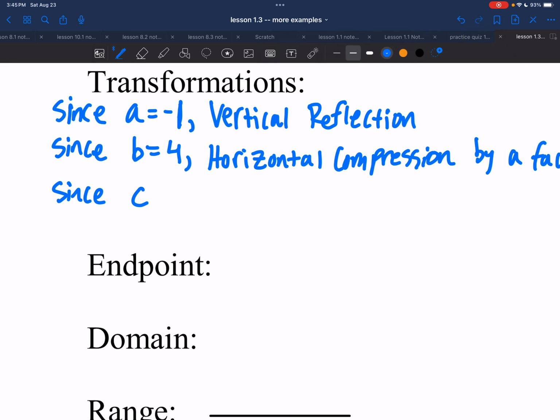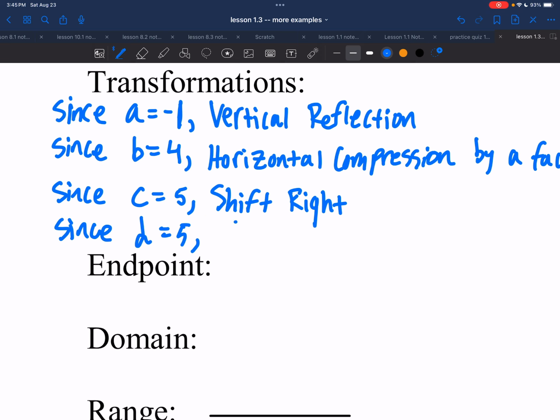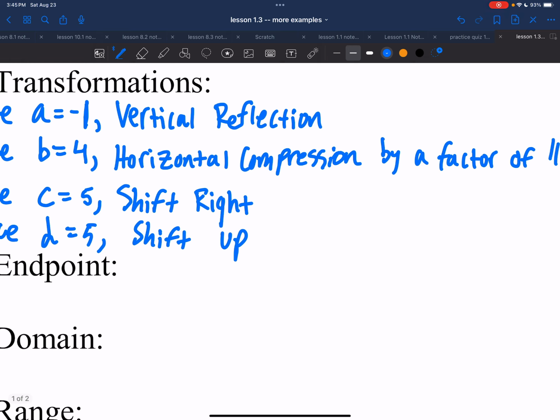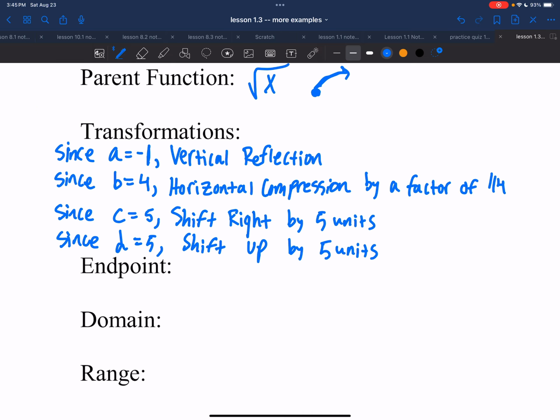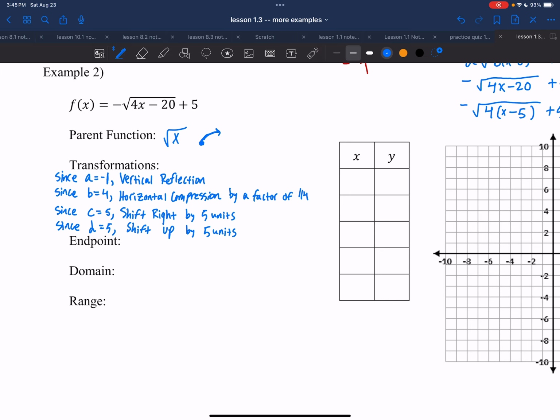C is 5, so since C is 5, this is going to shift to the right. And lastly, since D is 5, it's going to shift up. And I suppose I should say by 5 units. Each of those is going to be by 5 units. We would prefer you specify exactly how much it's moving up or whatnot, yeah? Okay, so there's the transformations.